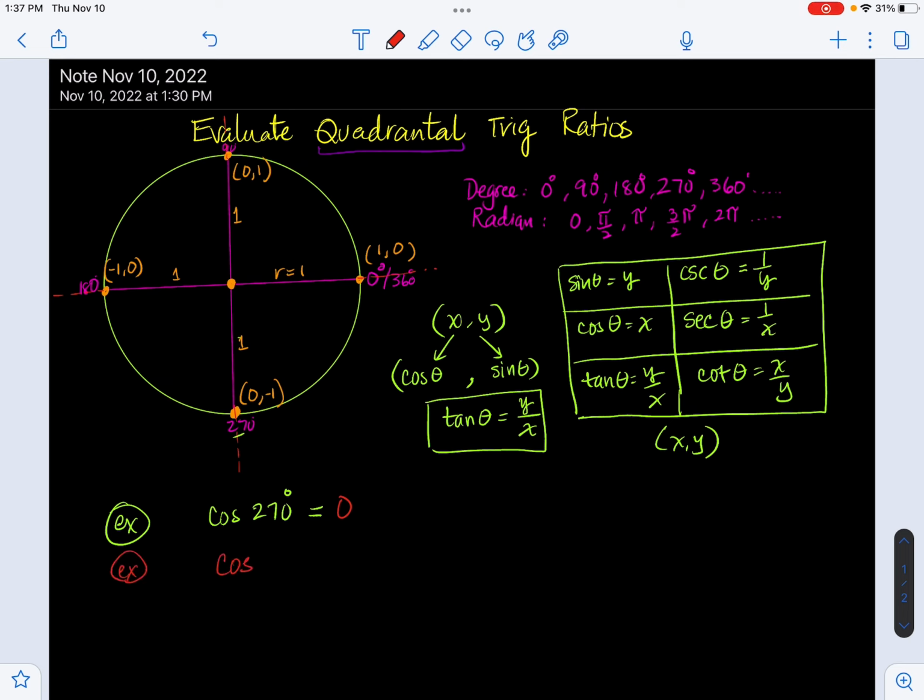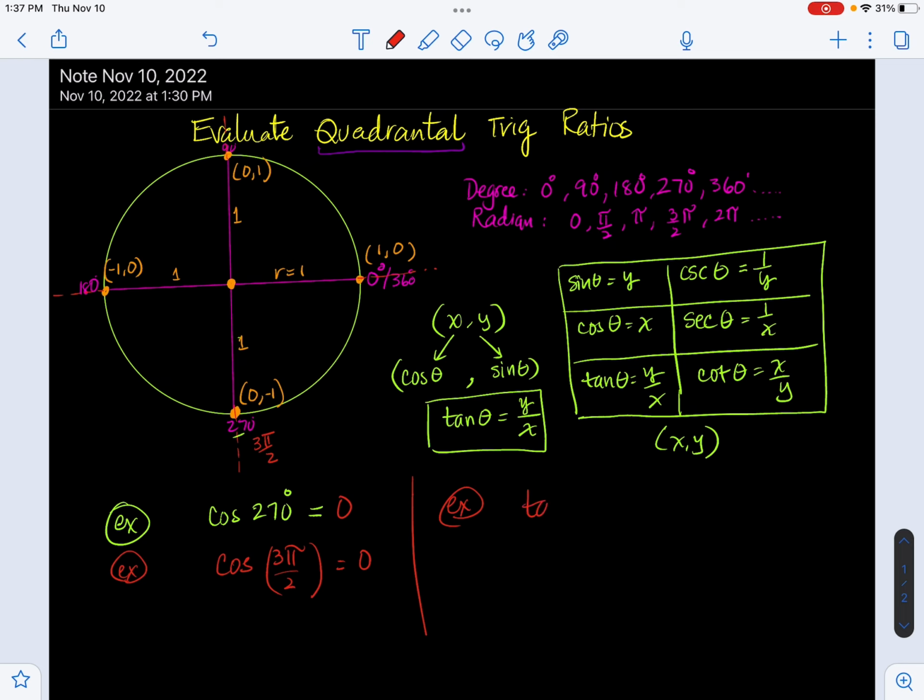Let's say for the same location, I'm asking, hey, what about cosine of 3 pi over 2? Well, 3 pi over 2 is the exact same location as 270 degrees, so it's back to the same point, 0, -1, and the cosine is going to be the x value there. How does it get any harder? Well, what if we start taking more and more rotations?